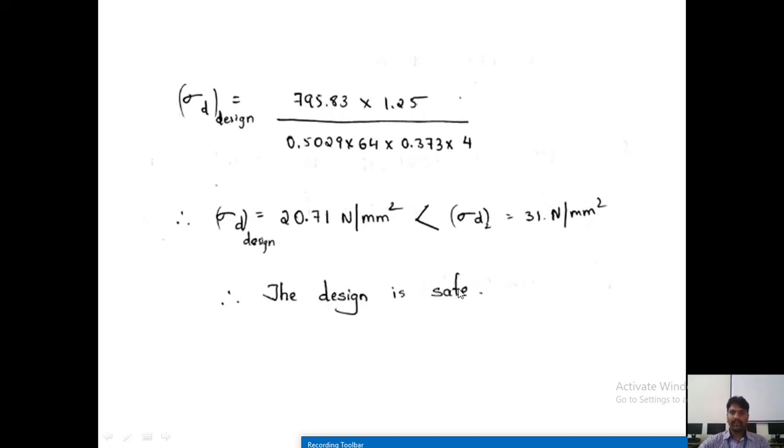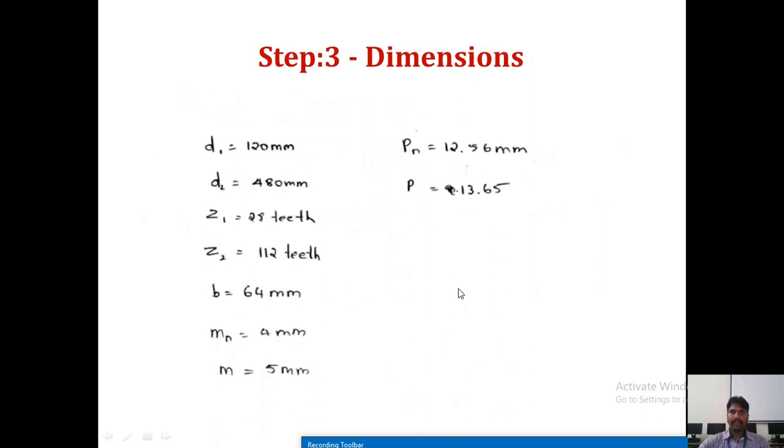Once the design is safe, for the third step, calculate all the dimensions. Write down all the set of the dimensions. So D1 is 120 mm, D2, Z1, Z2, the new corrected value of Z1 and Z2, not the assumed value. B, Mn, M, the normal module, the actual module, and the normal pitch and actual pitch. Write down the set of the dimensions.